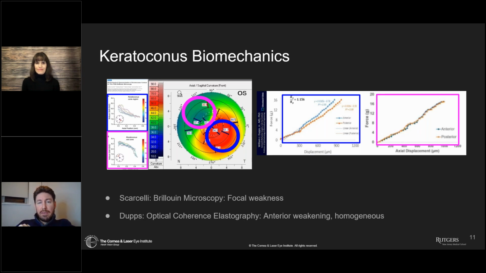And if we look at the front to back strength in Dupps' work off to the right, we can see that in the keratoconic cornea, in the pink box, the strength profile is homogeneous from the front to the back of the cornea, indicating a loss of that anterior corneal strength.